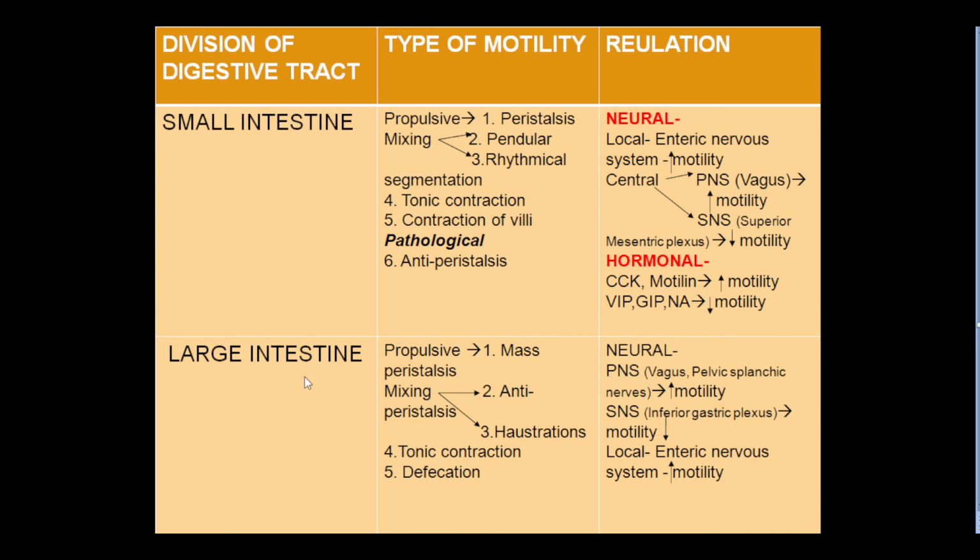In the large intestine, it will be pretty much the same, but instead of peristalsis, you will have a mass peristalsis. And in case of mixing, you can see here antiperistalsis becomes normal, but still the content of the large intestine will not enter back the small, because you have the sphincter separating these two. And instead of rhythmical segmentation, because of the structure of the large intestine, you will have haustrations. Also, you have tonic contractions, and the final one will be defecation to remove the wastes.